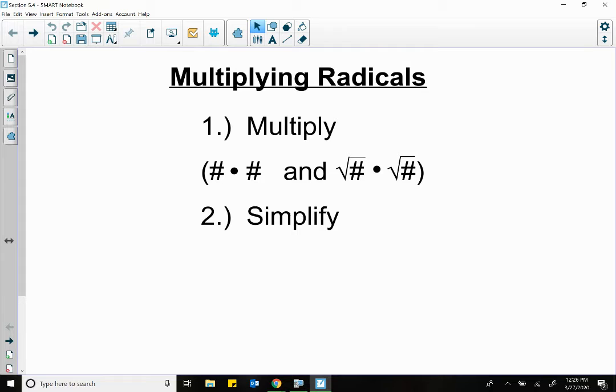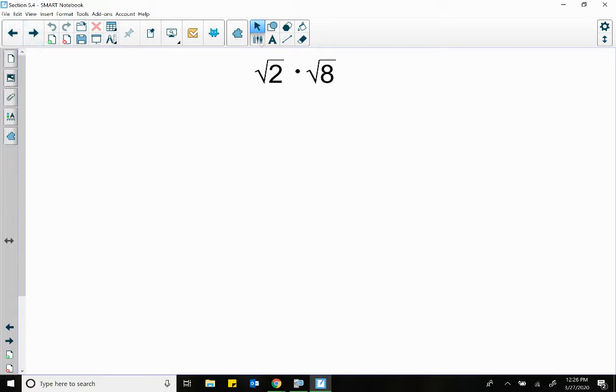Now, when I talk about multiplying, I always had this saying: numbers will multiply numbers and radicals will multiply radicals. So unlike what we dealt with in 5.3, where in order to add and subtract, you had to have like radicals to put them together, this one, it doesn't matter. So the numbers in front of the radicals will multiply each other, and the numbers underneath the radicals will multiply each other. Numbers multiply numbers, radicals will multiply radicals. So let's take a look at some examples here.